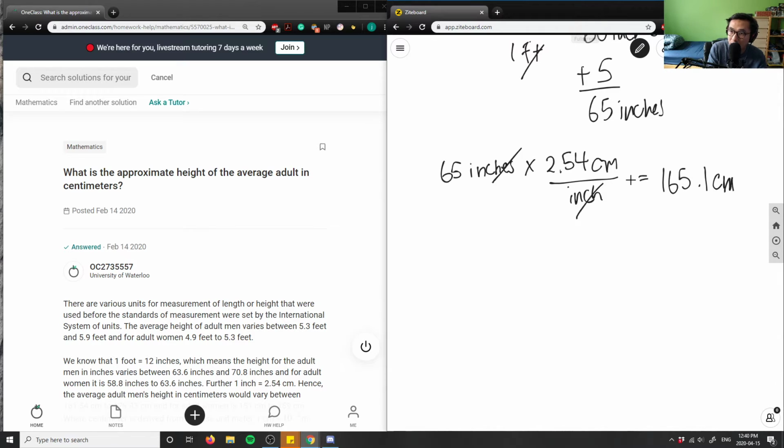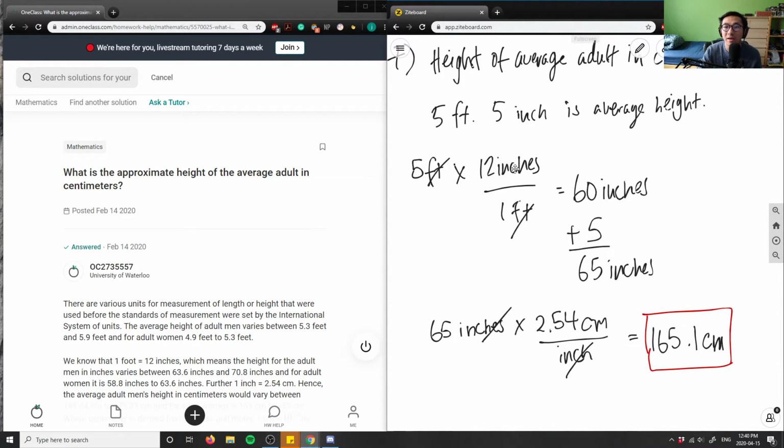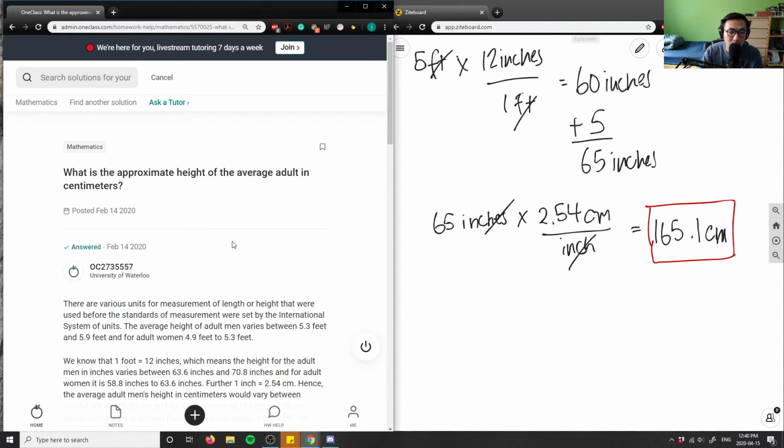175.1 cm is our average height of an adult in centimeters, so 165. Again, this is the concept of unit conversion, unit analysis, something you kind of do in pre-algebra. So let's see here what they did.